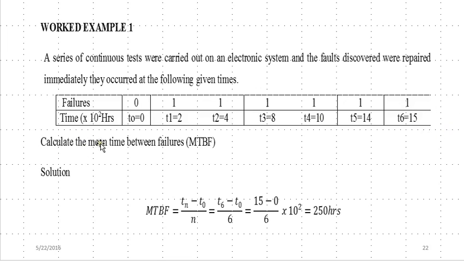Now we are asked to calculate our mean time between failure, and we know the mean time between failure is equal to Tn minus T0 all over n. What is my Tn? It is T6, which is 15. T0 is 0, all over the number of failures. You can count T1, T2, T3, all of them, it is 6, all over 6. So now I will have 15 minus 0, which is 15, times 100 is 1500, all over 6. It will give me 250 hours.